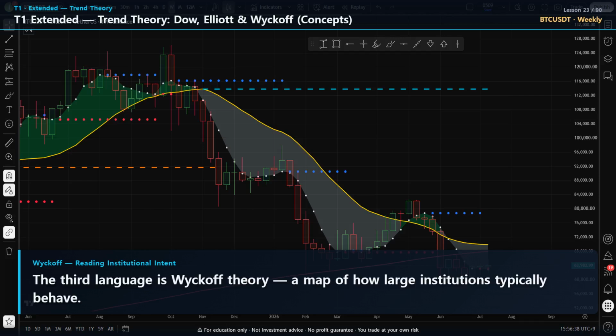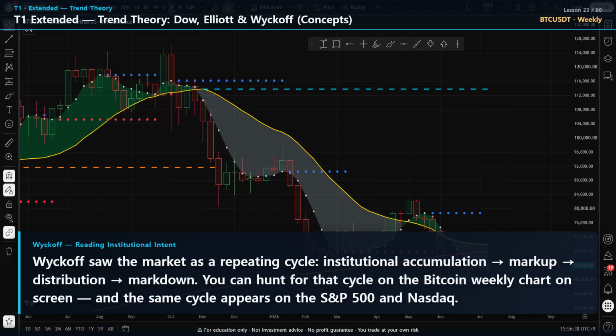The third language is Wyckoff theory, a map of how large institutions typically behave. Wyckoff described a repeating cycle: institutional accumulation, then markup, then distribution, then markdown. You can hunt for that cycle on the Bitcoin weekly chart on screen, and the same cycle appears on the S&P 500 and gold.